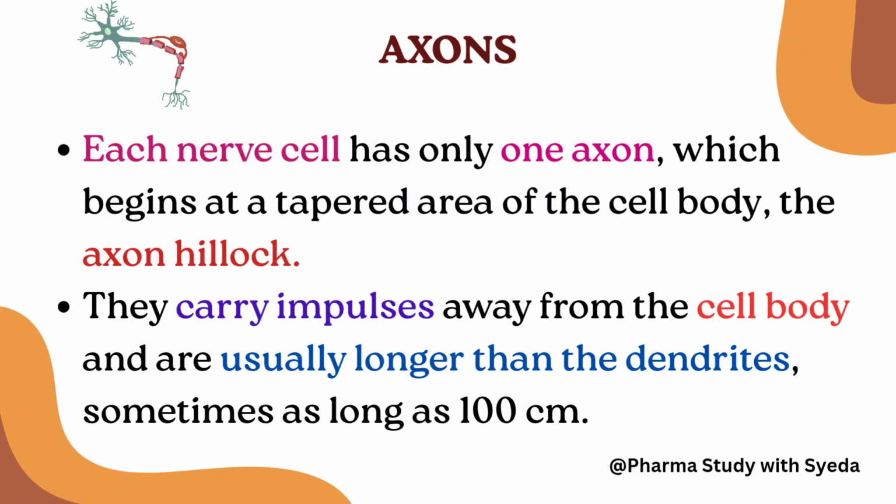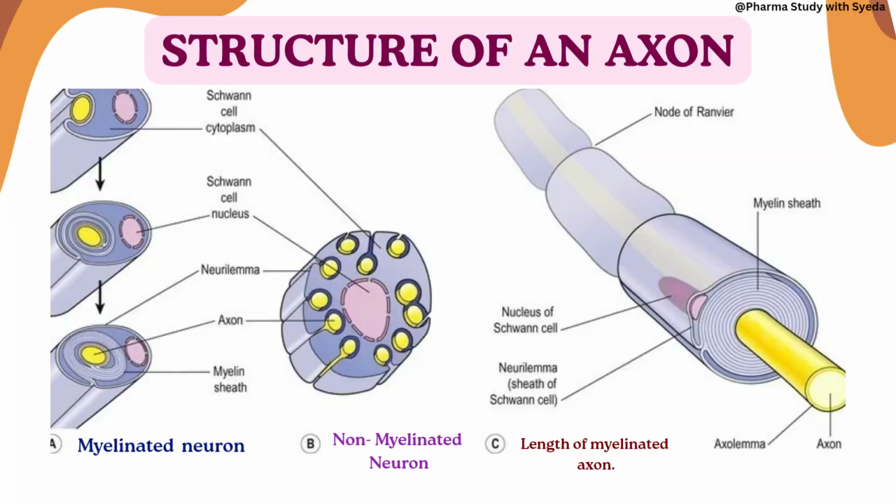Axons. Each nerve cell has only one axon, which begins at a tapered area of the cell body, the axon hillock. They carry impulses away from the cell body and are usually longer than the dendrites, sometimes as long as 100 centimeters. Now, let's understand the structure of the axon.